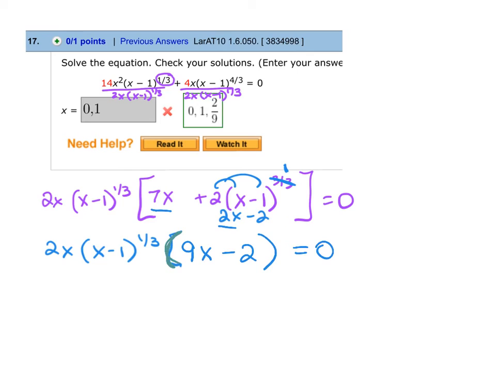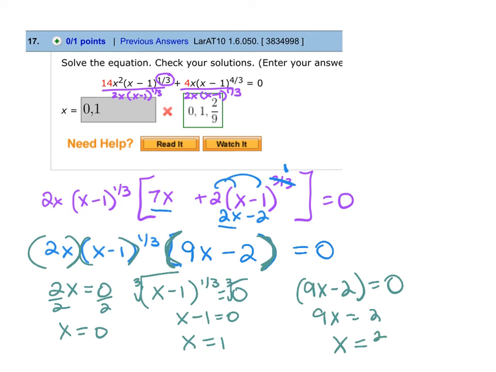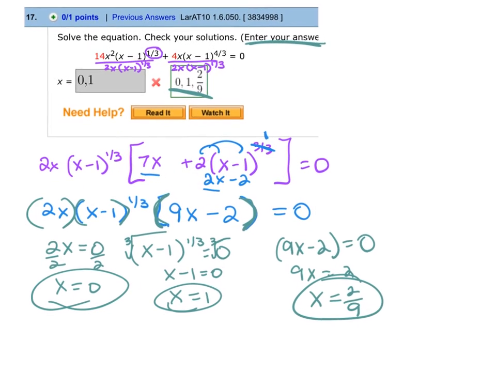Now it's already in factored form. Here's 1, here's the other, here's the third. So I can say 2x equals 0, x minus 1 to the 1/3 equals 0, and 9x minus 2 equals 0. Divide by 2 here, x equals 0. Cube root here, and it's gone, x minus 1 equals 0, so x equals 1, and 9x equals 2, x equals 2/9. And there you get all 3 of the solutions. You'd have to plug them back in to check, but all of them would be fine. So each of those would be the answer.